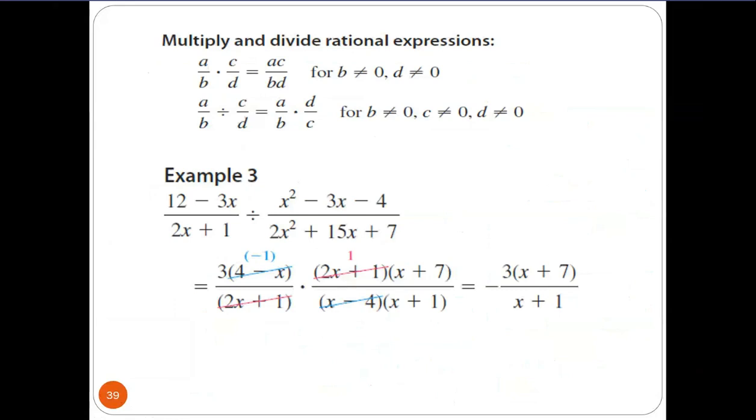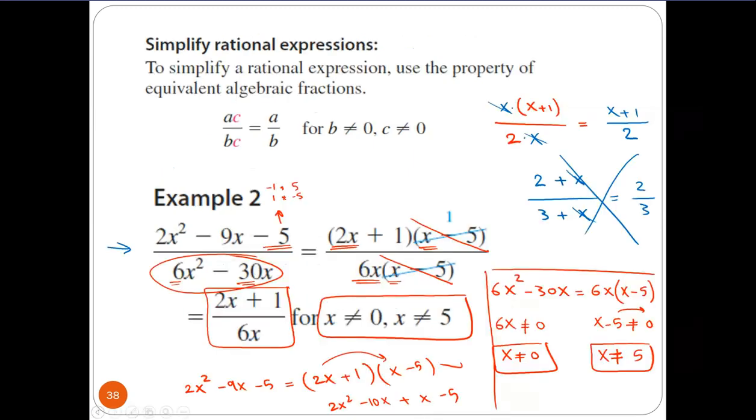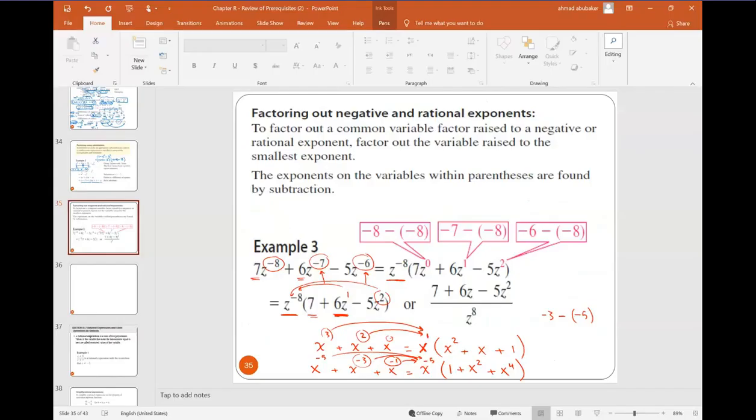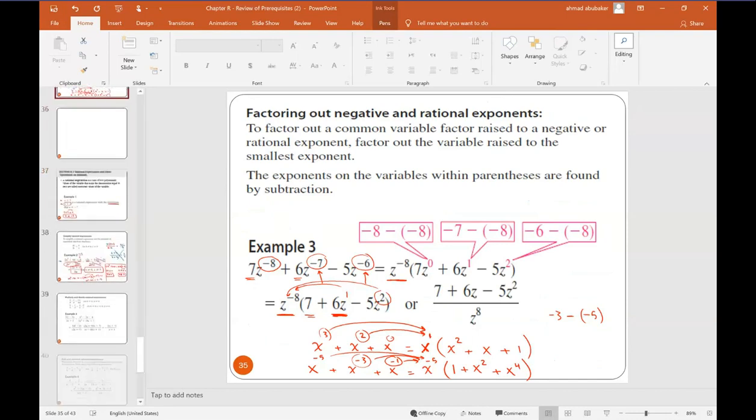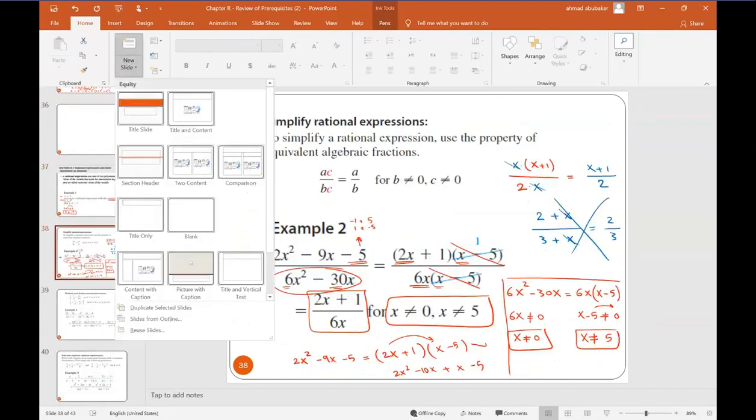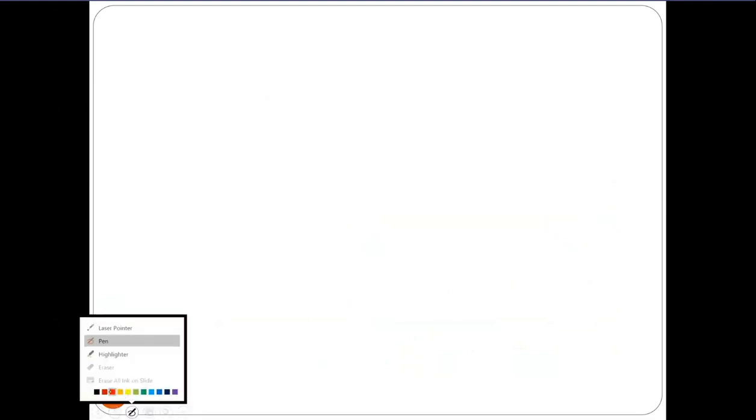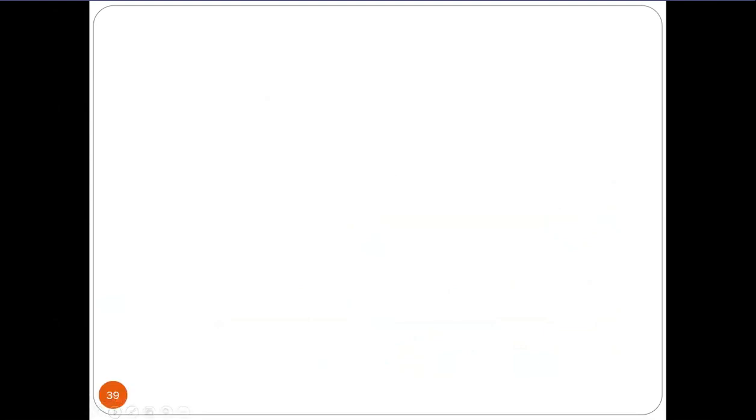In addition, multiplication and division. Example 2. Okay, I put another example. This depends on the factorization. If you find the factorization of numerator and denominator, you can remove the same brackets and find the final result.